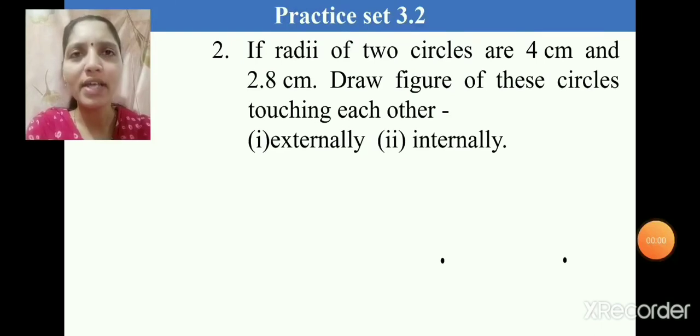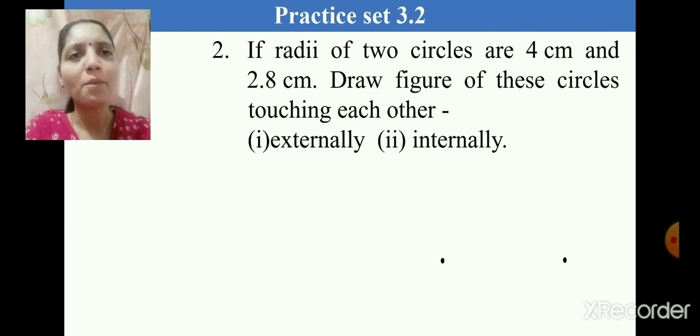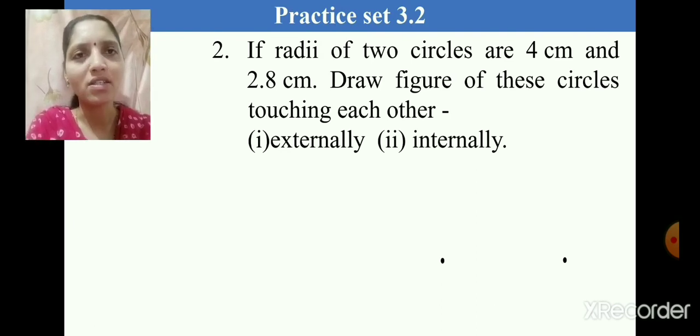Let's move on to the second sum. If the radii of two circles are 4 cm and 2.8 cm, draw a figure of these circles touching each other externally and internally. Circles can touch each other in two ways, externally and internally, and here you have to draw both diagrams.